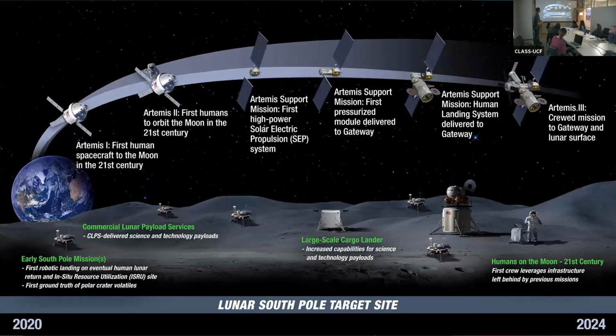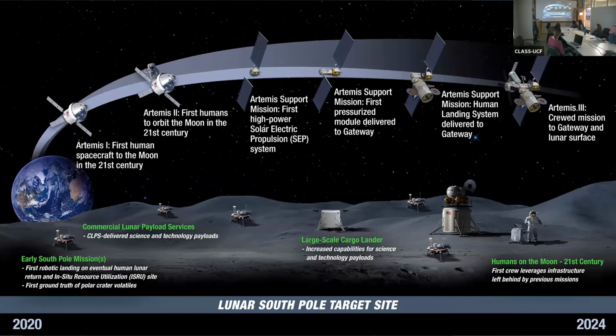So here is the proposed mission, the full program out to 2024. Starting this year, they're expecting to have early South Pole missions. Not sure if that's still going to happen or not, but they want to send the first robotic lander for the ISRU, and they want to try to get accurate measurements of those volatiles, of the predicted amount of water in those poles.